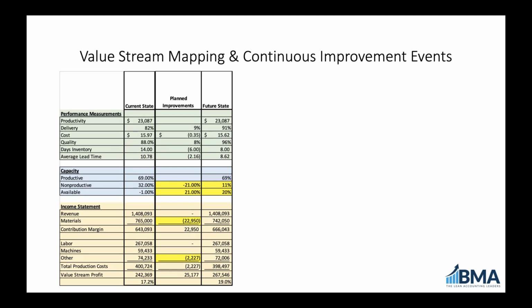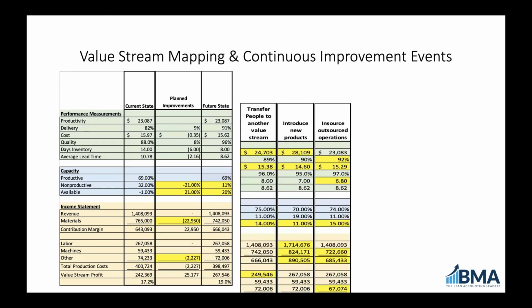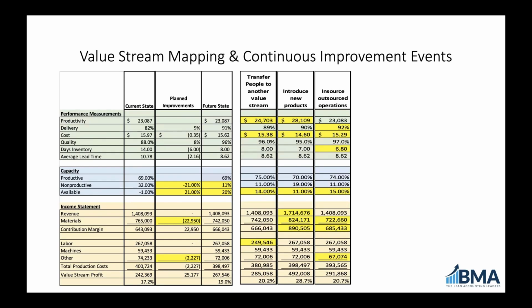And then, in terms of making decisions, you can say, what can we do with that 20% capacity? So in this case, we can transfer people to another value stream. And you can see in that column the actual changes to the box score. You can introduce new products, keep the people, but introduce new products. What happens there? You can see the financial improvement and the operational improvement and the capacity improvement. Another alternative, in-source operations that had previously been outsourced. And again, you can see the improvement. So the idea of a decision, sometimes there's options, and you can run different box score scenarios based on those options.